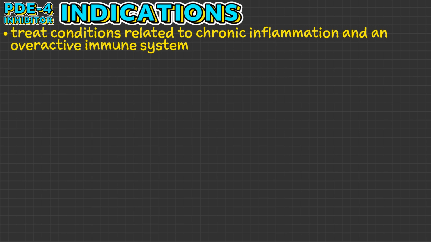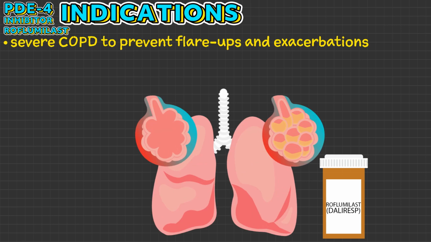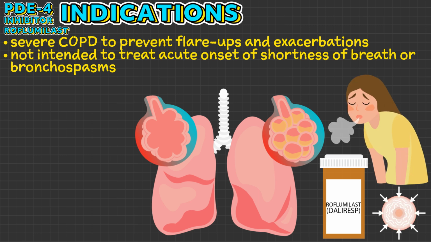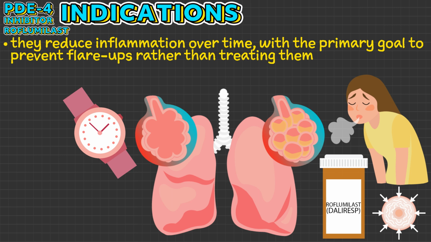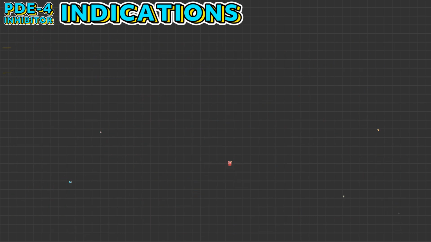PDE4 inhibitors are primarily used to treat conditions related to chronic inflammation and an overactive immune system. Roflumilast is primarily used for severe chronic obstructive pulmonary disease, or COPD, to prevent flare-ups and exacerbations. However, it's important to note that Roflumilast is not intended to treat acute onset of shortness of breath or bronchospasms. This is because it does not provide immediate relief. Instead, Roflumilast works by reducing inflammation over time, with the primary goal to prevent flare-ups rather than treating them. A rescue inhaler, such as albuterol, should be used for acute shortness of breath.